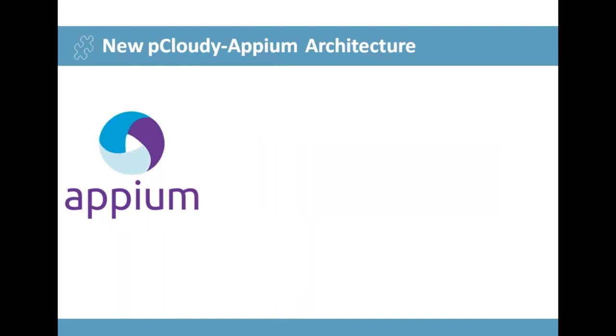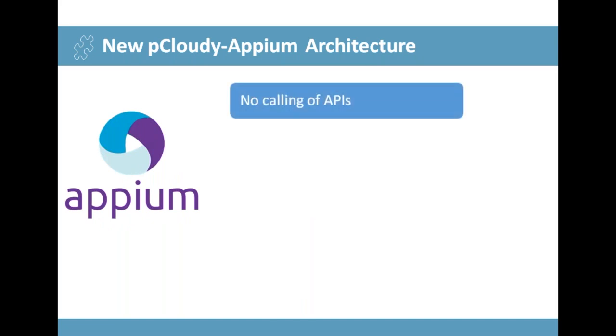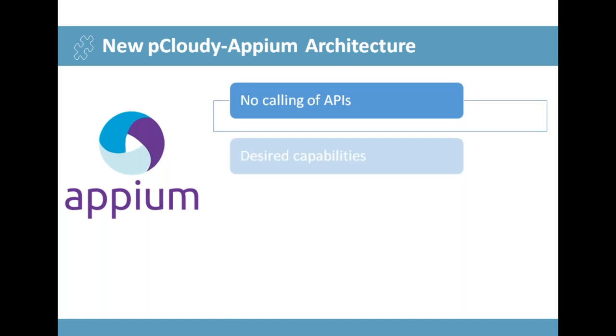So we have actually made it pretty simple. What exactly we have got in the new architecture is that you don't have to call any APIs, at least at the time of integration. After the integration, from your script, if you need specific data from pCloudy, then in that case you can very well call the APIs. But certainly for the integration purpose, you do not have to call any APIs.